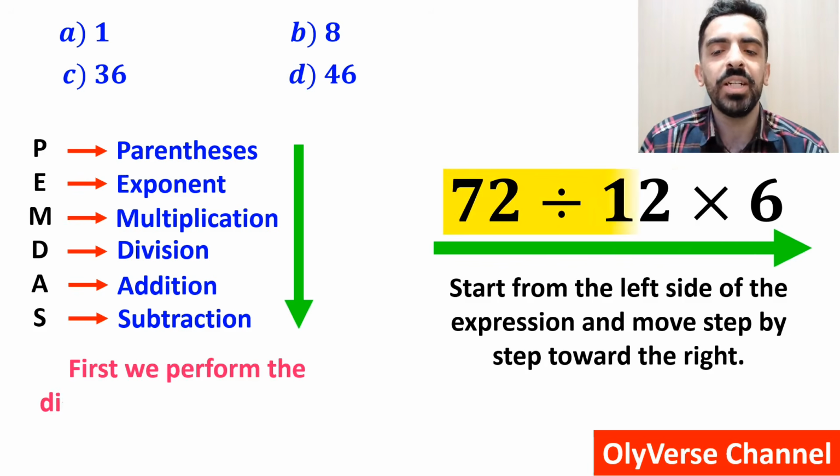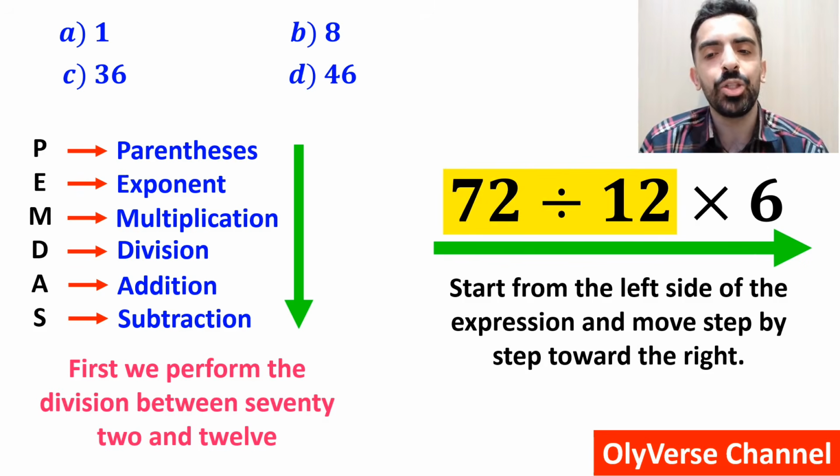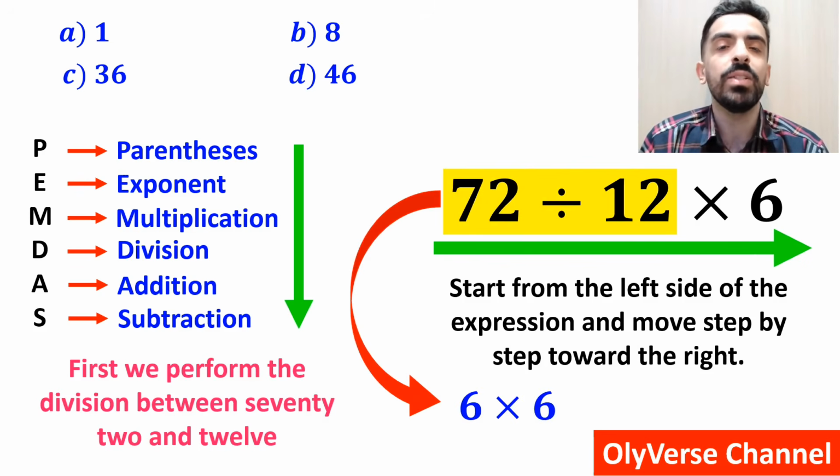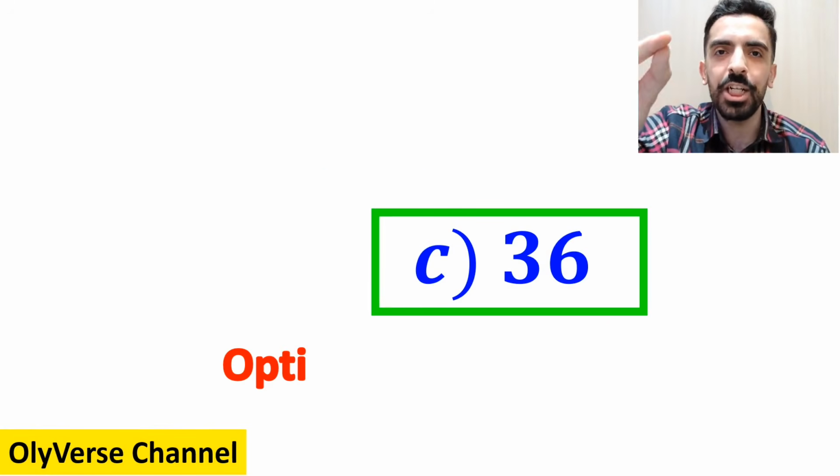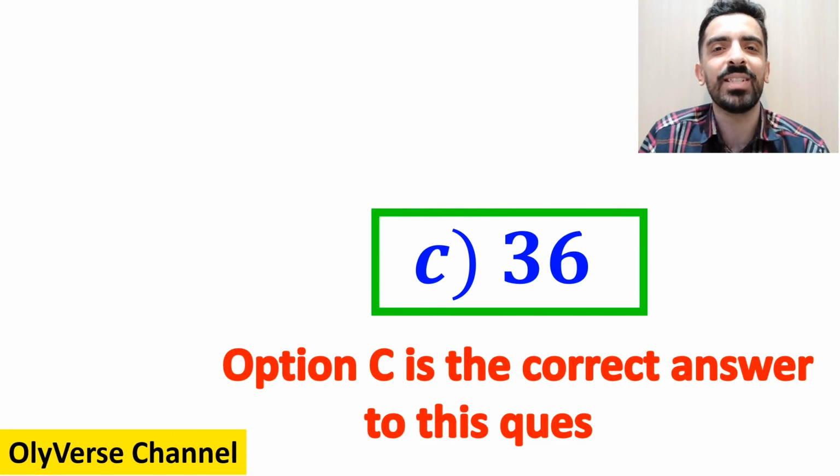So, first we perform the division between 72 and 12, which simplifies this expression to 6 multiplied by 6. And finally, the value of this expression will be 36. Therefore, option C is the correct answer to this question.